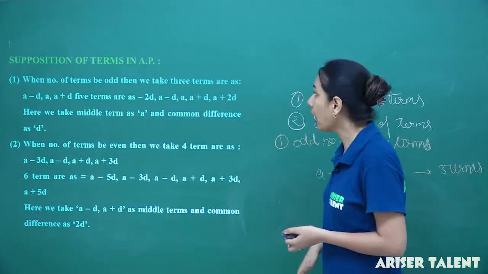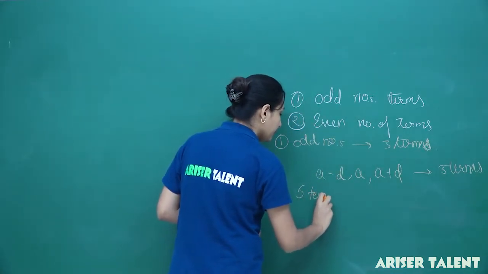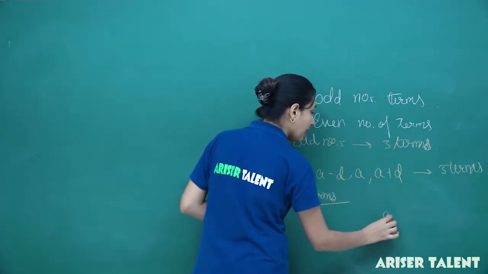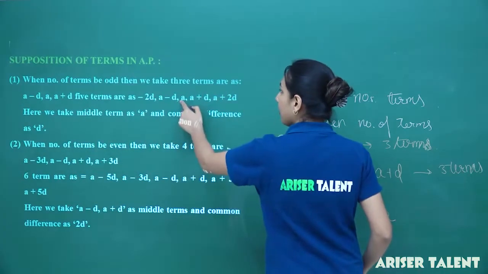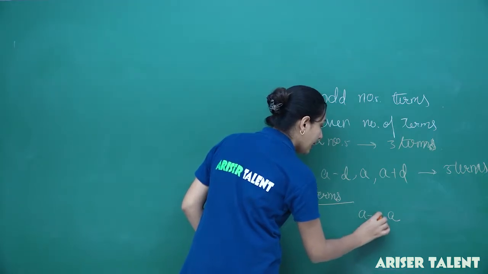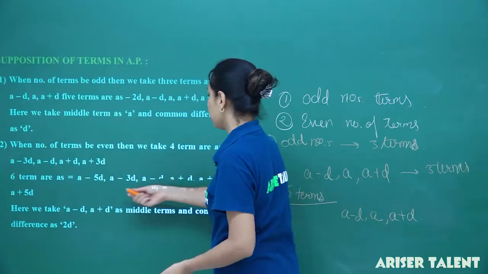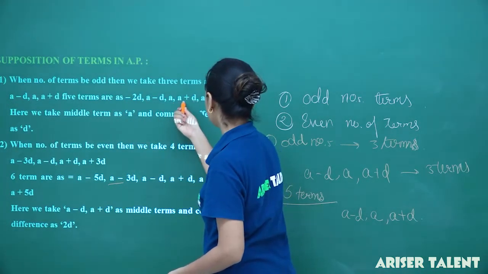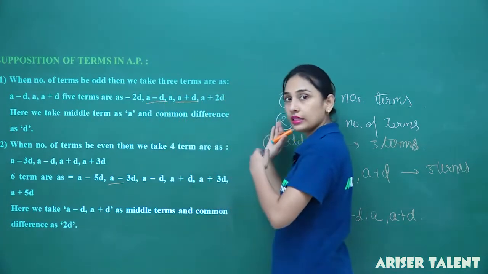Now if we are going to have 5 terms, in the case of 5 terms, I will be having A in the middle. Now what? A minus D here, A plus D here, same as the situation before. A plus D and A minus D, here this side and this side.